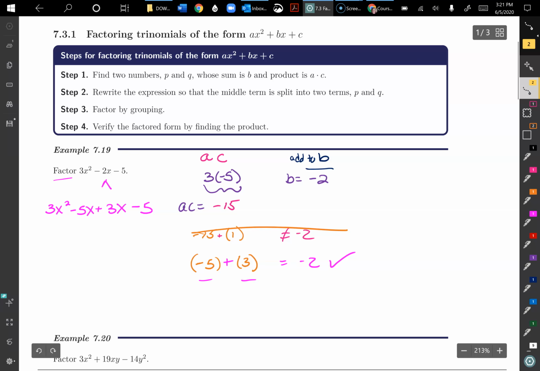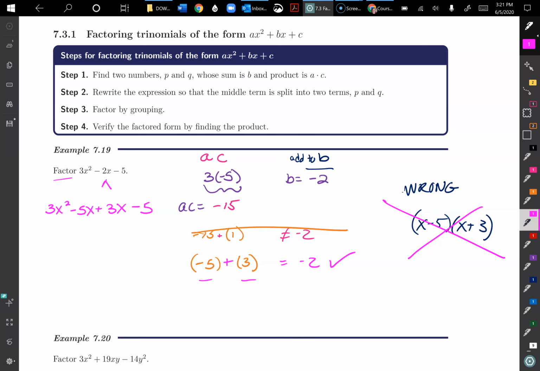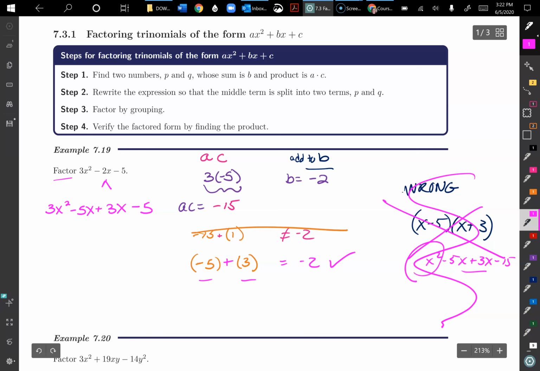What would be wrong would be just to go x minus 5, x plus 3. That would not work, because we would not get the right answer. We would get x squared minus 5x plus 3x minus 15. We would get our middle term, but this one would be wrong. So we don't want to do that. We have to split apart. We can't just pop in. So we're going to do our factor by grouping process, or you could put it in a box like I've showed you before. I'll do that in the next one.